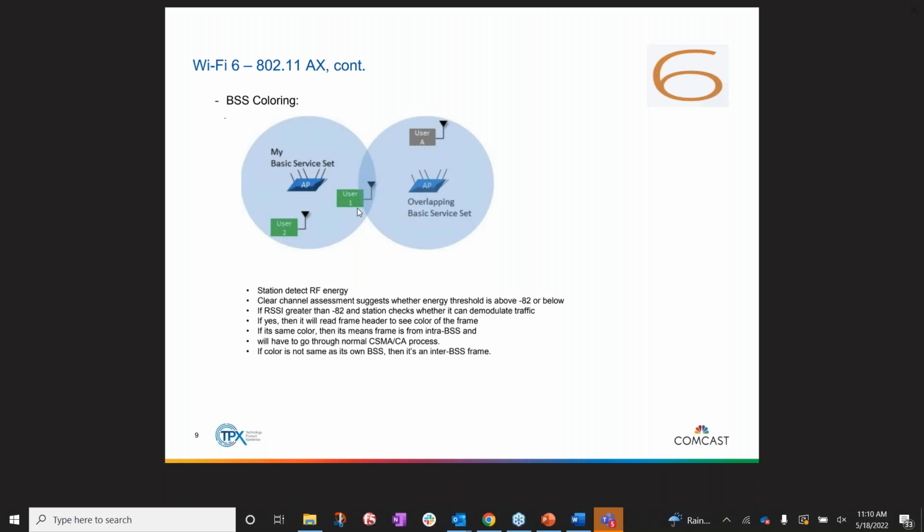In that case, they call it intra-BSS. In another situation, if the incoming packet does not match its own BSS, then that is called inter-BSS. Such packets will be ignored. So overall here, it can decide which packet belongs to us and which doesn't, and based on that, it can act, and that's how it eliminates interference from the neighboring BSS.